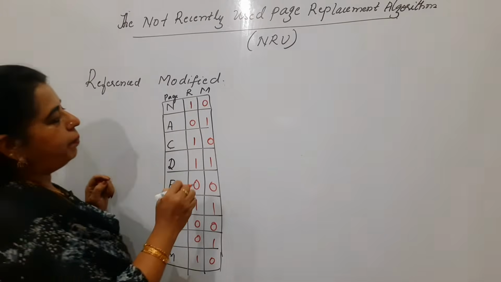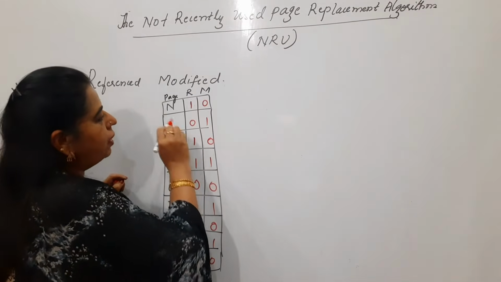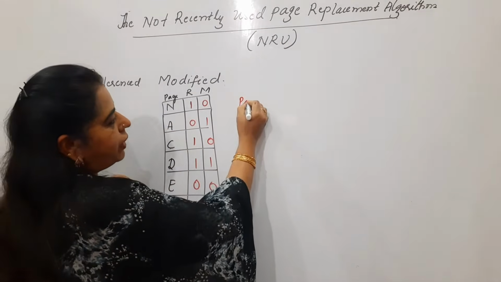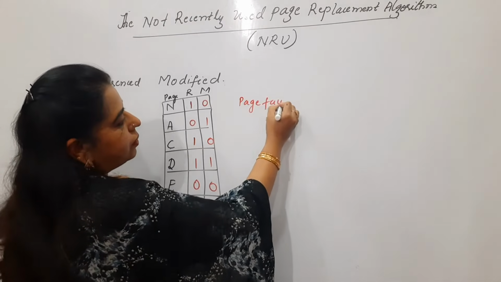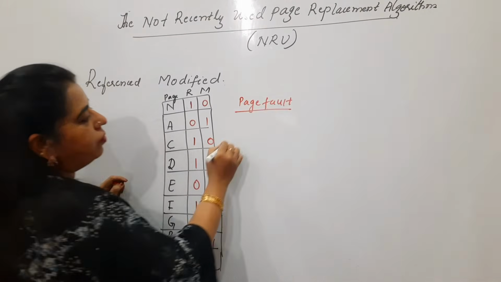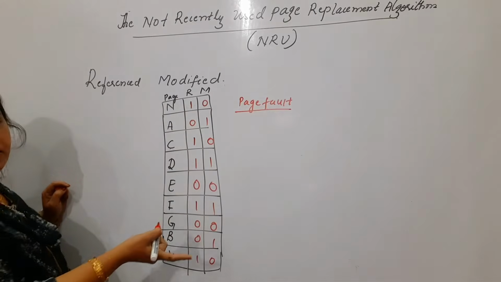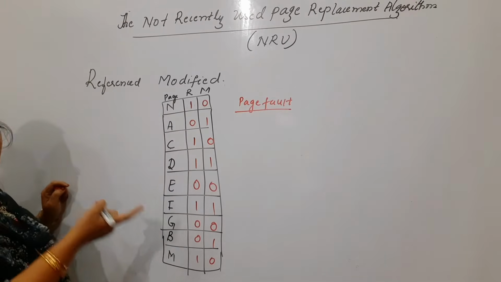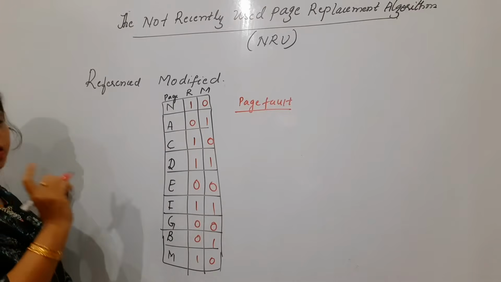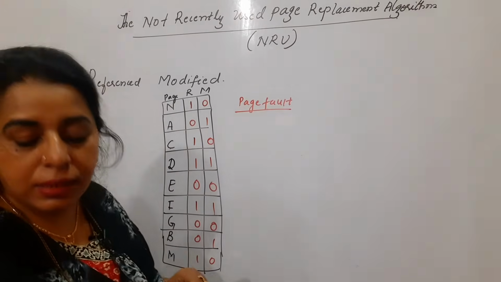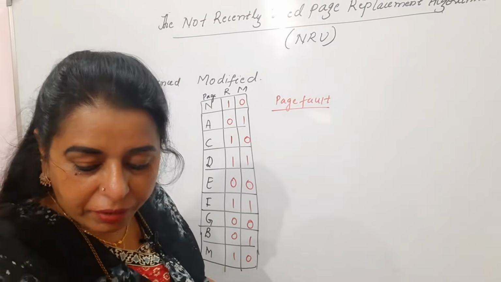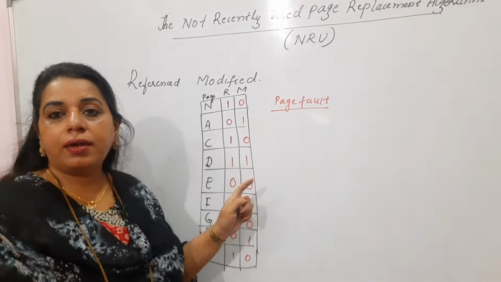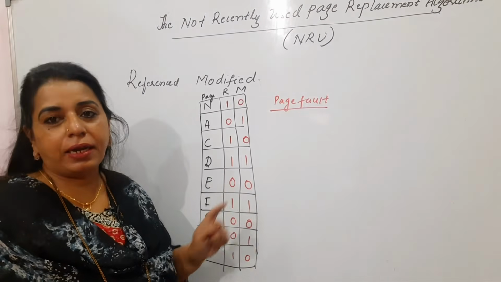Now whenever a page fault occurs in the memory, a page has to be replaced. Which page has to be removed from the memory in order to accommodate the new page? That logic is based on the values of the reference bit that are given here and the values of the modified bits that are given here.